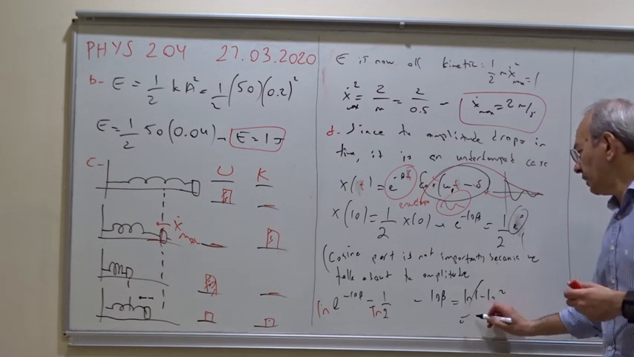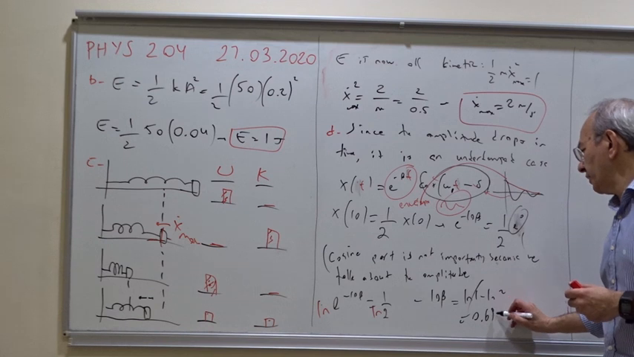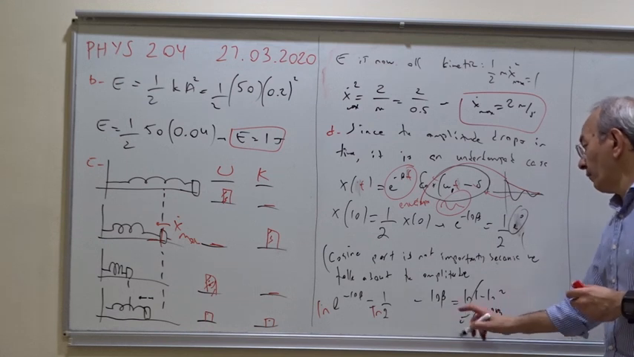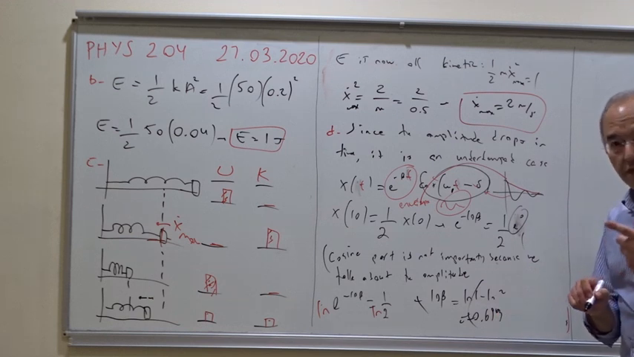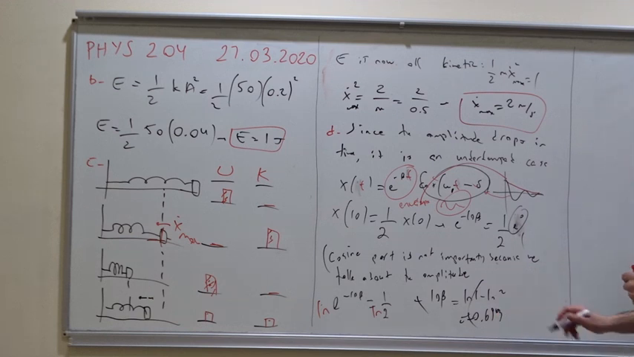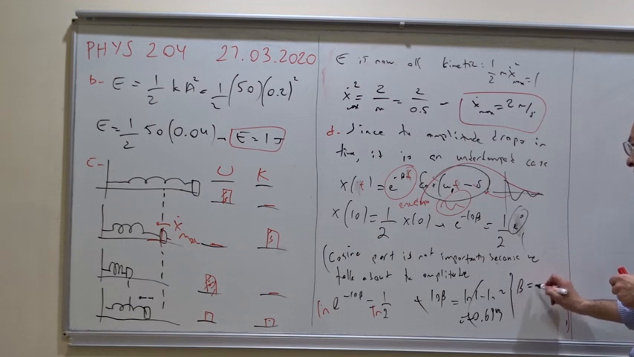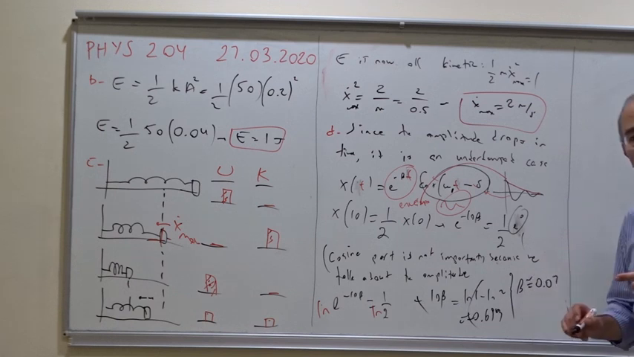What is ln 2? It is 0.693. Of course, these negative signs will also cancel because beta has to be a positive quantity. So beta, the damping parameter, turns out to be roughly 0.07. What is the unit of beta?